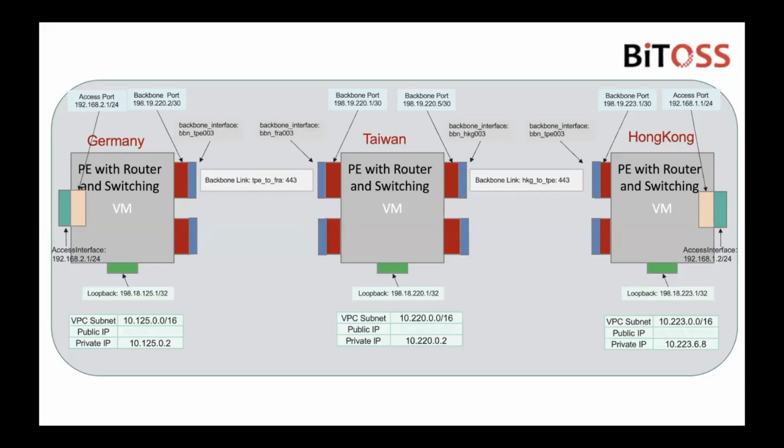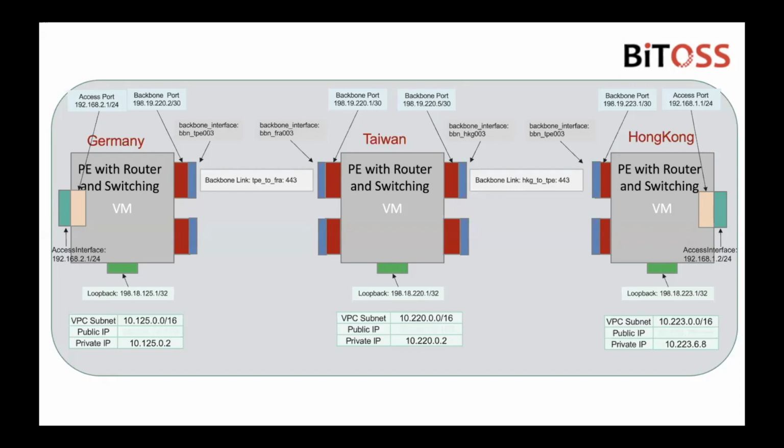Imagine you'd like to connect between your PEs in Hong Kong and Germany. Let's say you've already established the necessary underlay components, like your backbone interfaces and backbone links. Regardless of whether you're connecting through a CPE or a software client, like a VPN on your phone, you need to set up the right overlay components.